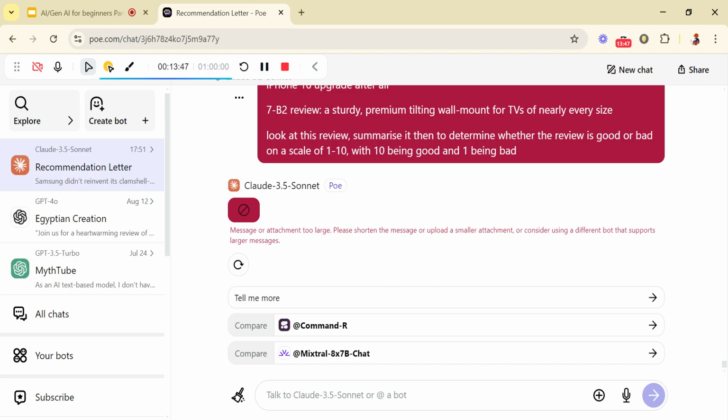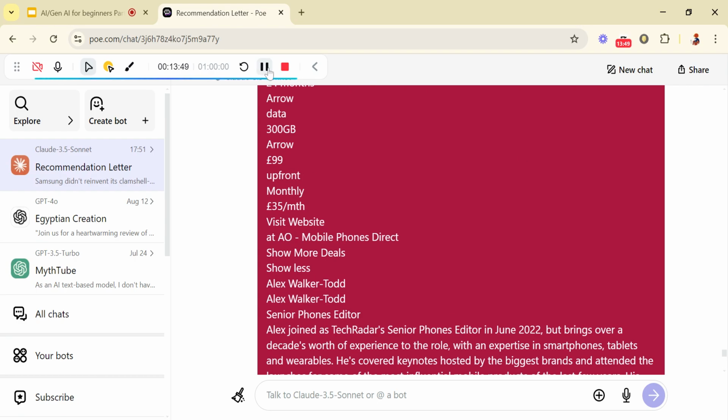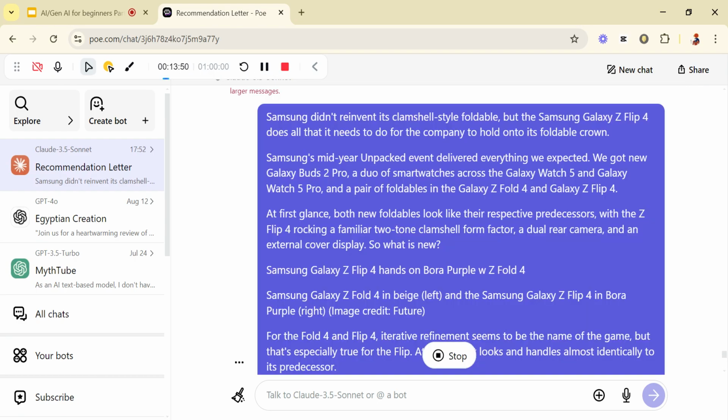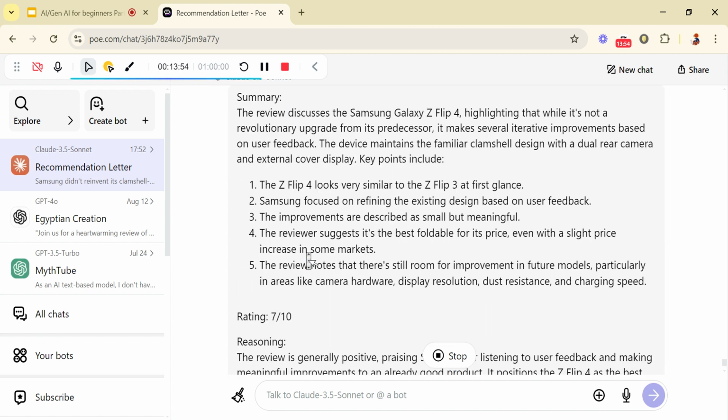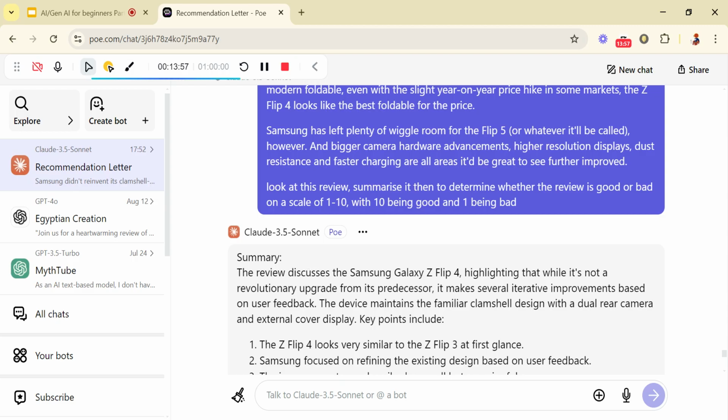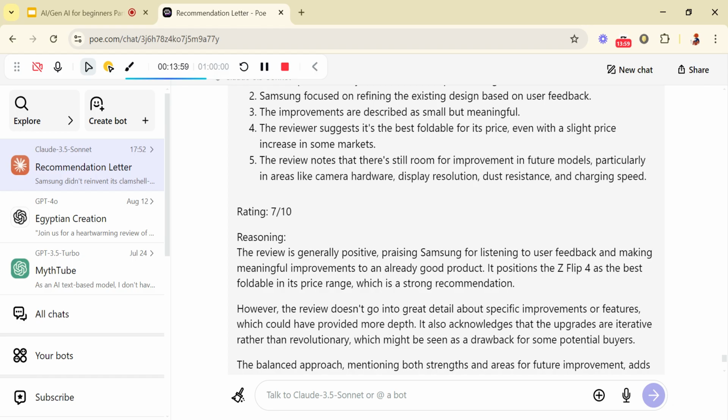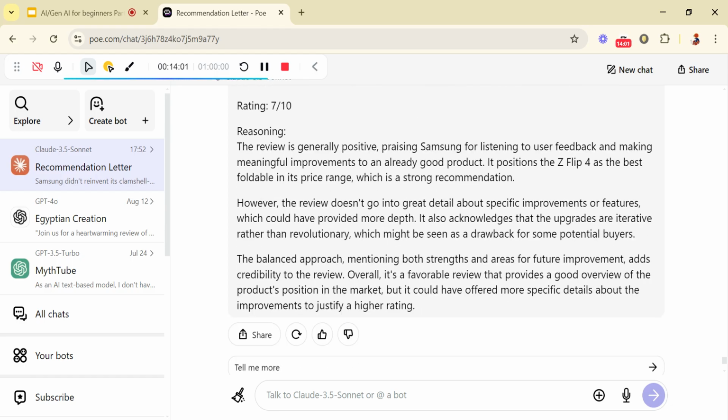Alright, so the review itself is too large, so I'm going to shorten part of it. After fixing the prompt, this is the result that it's given us. It's given us the summary, and it's given us the rating and the reasoning.